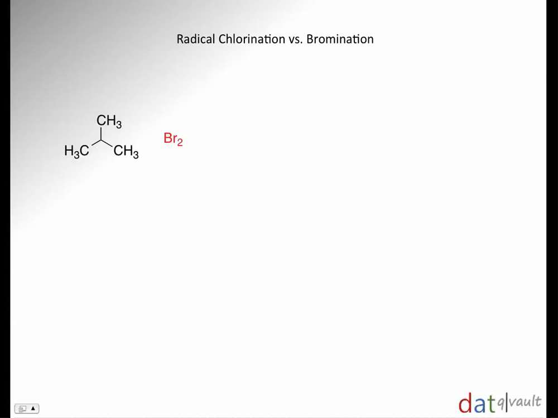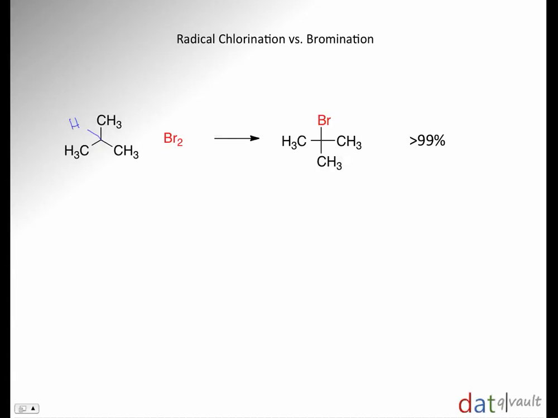So let's look at the radical bromination of alkanes. It's far different than chlorination. And that's because when we do the reaction with Br2 in the same exact molecule that we used for chlorination, we get almost 100% bromination at the tertiary carbon. So this hydrogen here is abstracted far faster in bromination than it is in chlorination.